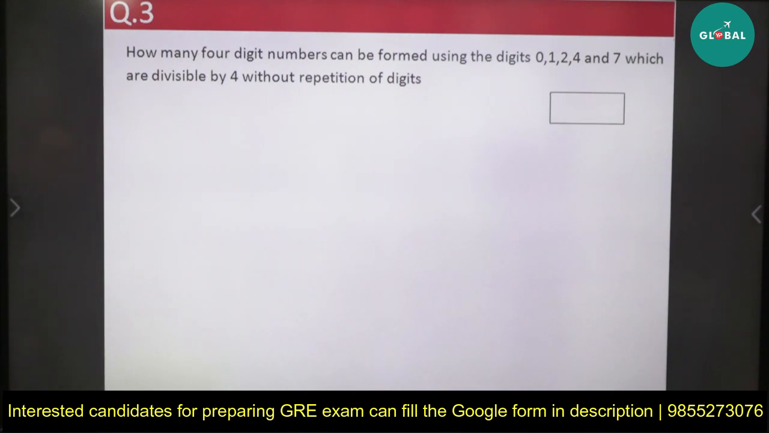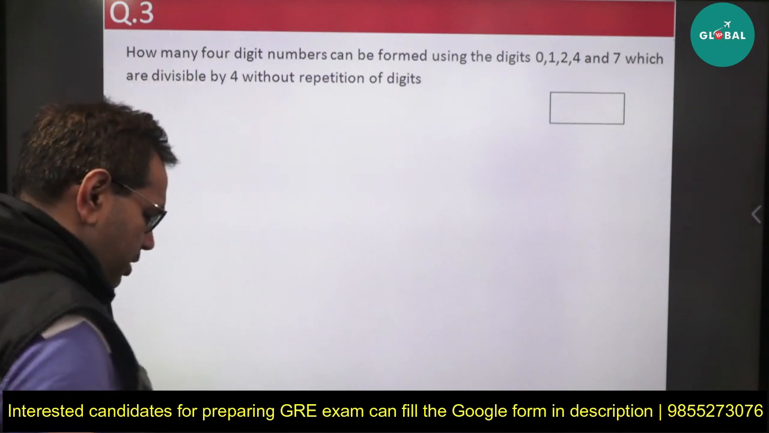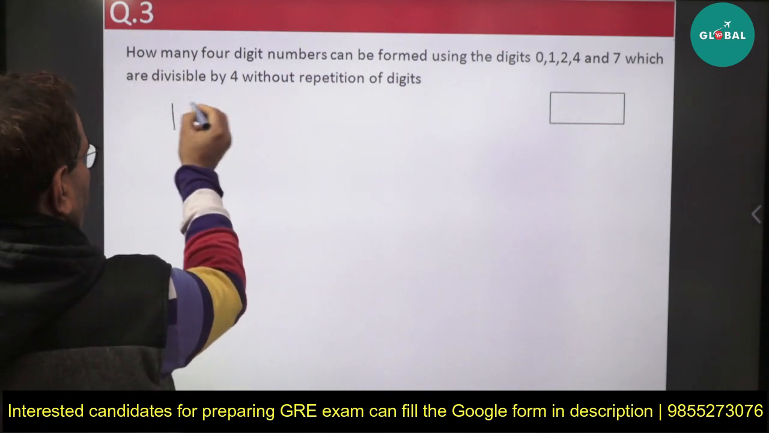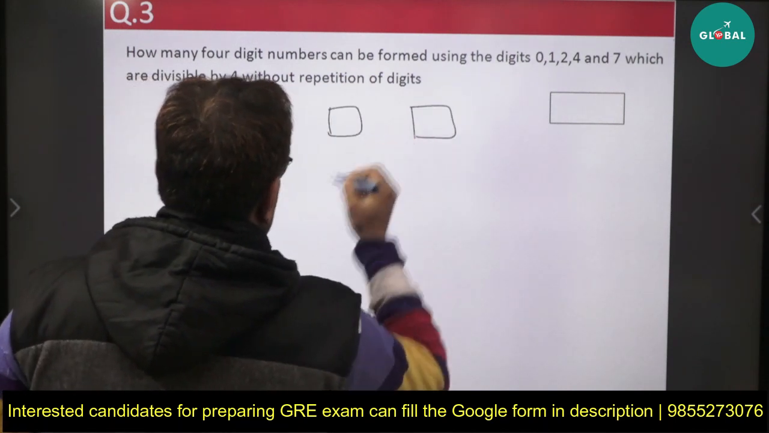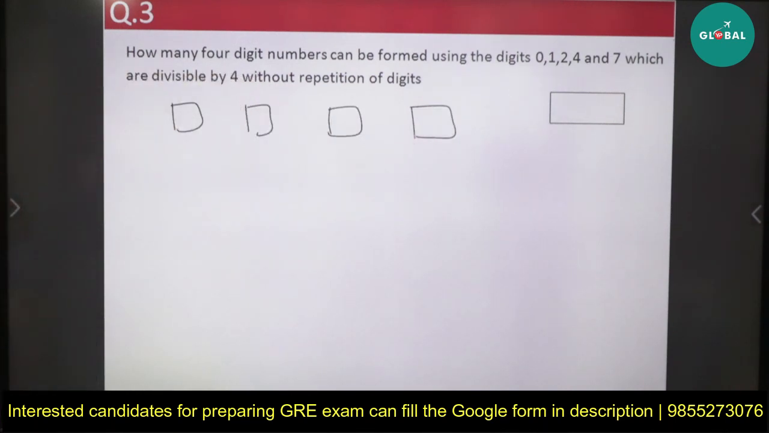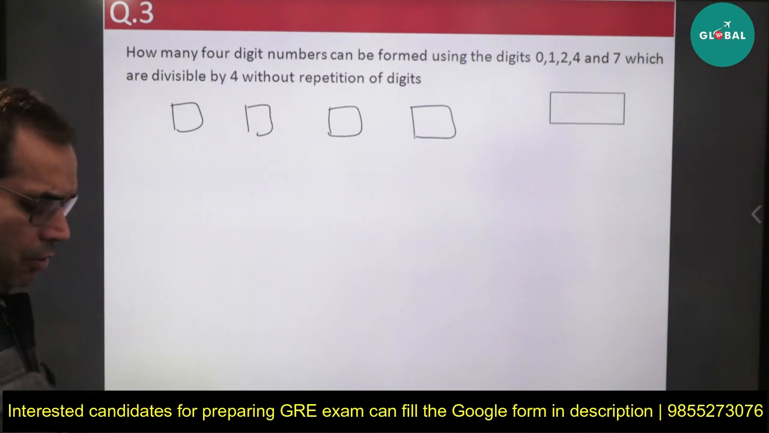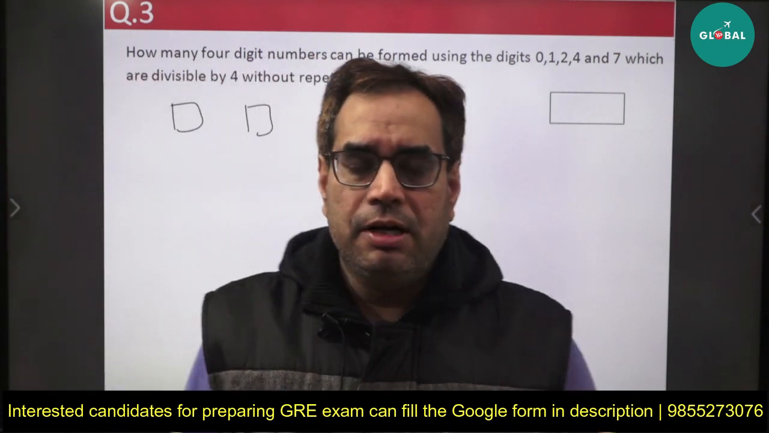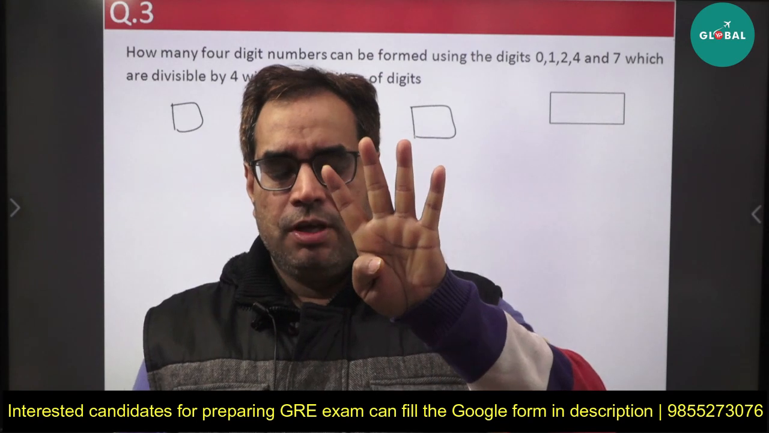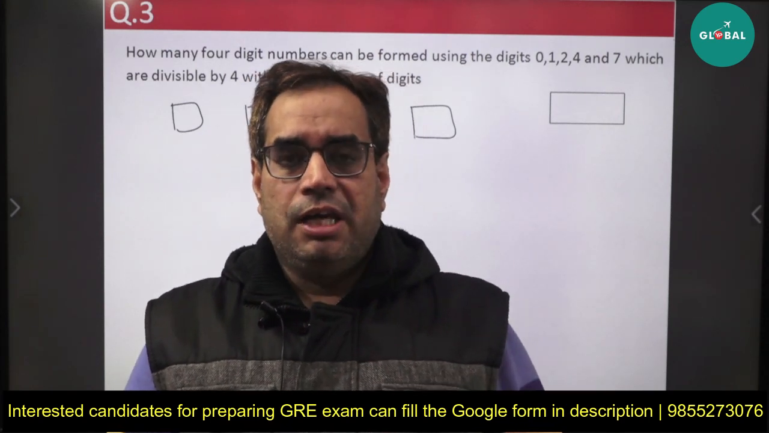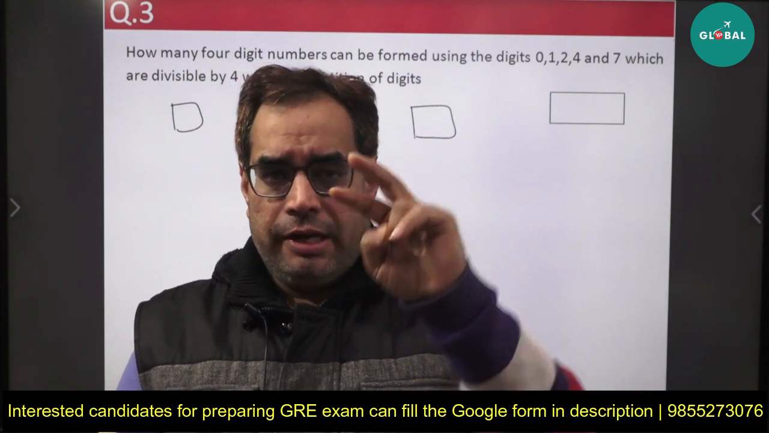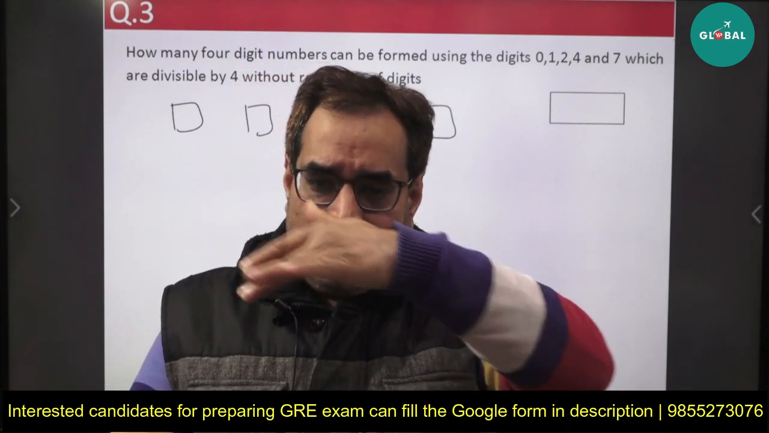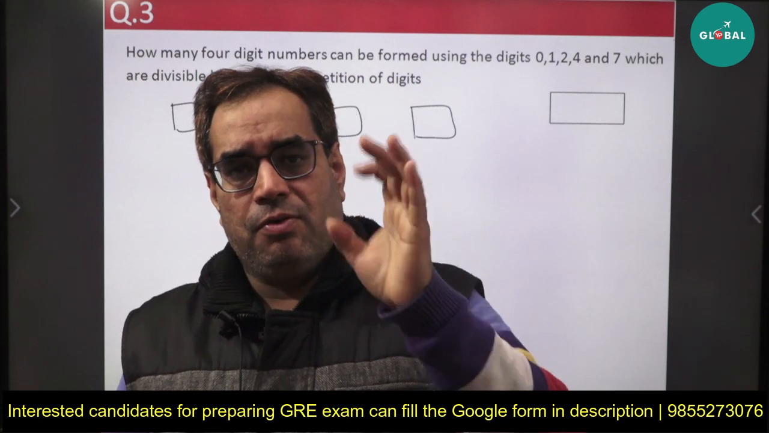First of all, we have to form 4-digit numbers using the digits 0, 1, 2, 4, 7, and we want the number divisible by 4. What is the condition for a number to be divisible by 4? We know that if the number formed by the last 2 digits is a multiple of 4, then the entire number is a multiple of 4.